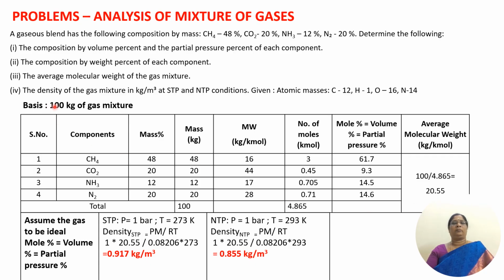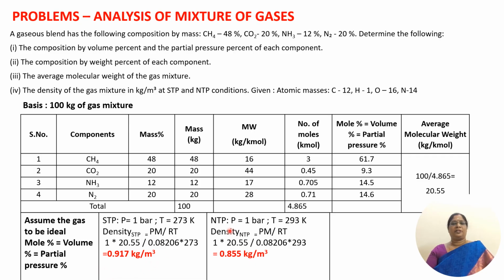So the last one we need to calculate is the density of the gas mixture in kg per meter cube at STP and NTP conditions. We know that at STP pressure is 1 bar and temperature is 273 Kelvin. And also we know the formula PM by RT. Now pressure is 1 and average molecular weight is 20.55 divided by, since pressure is given in 1 bar, the R value is taken as 0.08206 into 273. So the density is 0.9167 kg per meter cube.